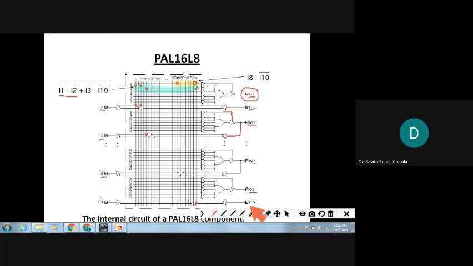Then I8 and again I8 and I10 bar. I3, I8 and I8. I8, I8 and I10 bar.